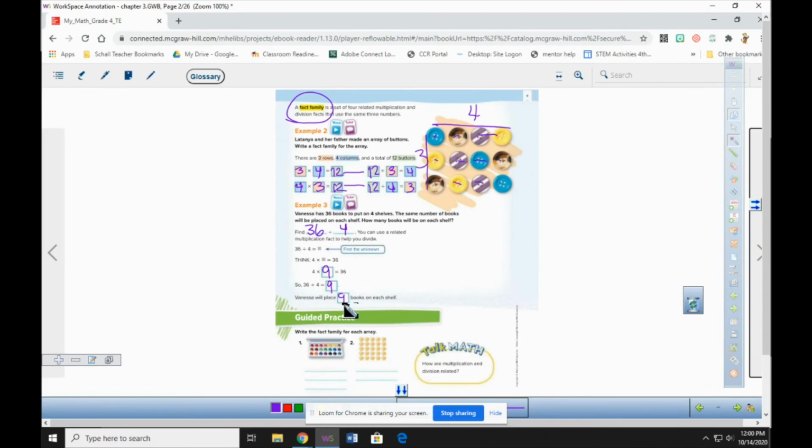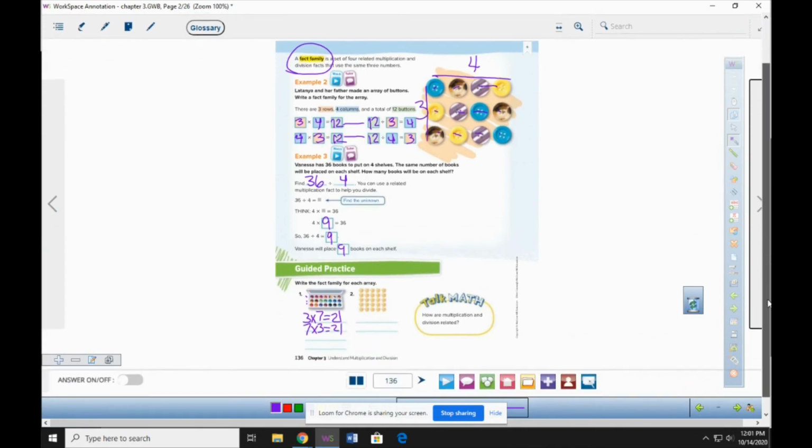Number 1, write a fact family for each array. I just need to start out by counting how many rows there are. 1, 2, 3. So I know I'm going to have a 3. And how many columns? 1, 2, 3, 4, 5, 6, 7. I'm going to have 3 times 7. 3 times 7 equals 21. For the other multiplication sentence, I just need to flip them around and have 7 times 3 equals 21.